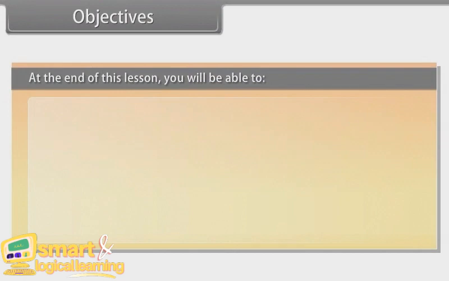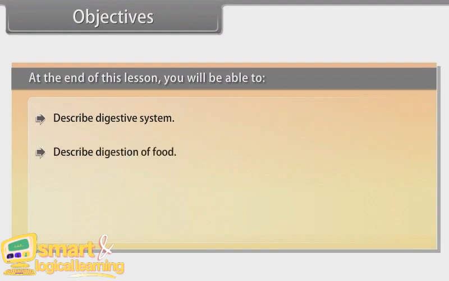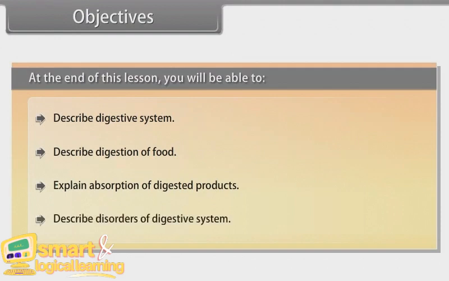Objectives. At the end of this lesson, you will be able to describe the digestive system, describe digestion of food, explain absorption of digested products, and describe disorders of the digestive system.